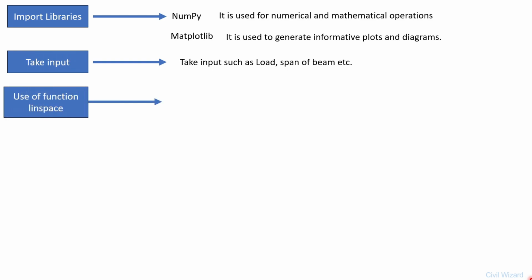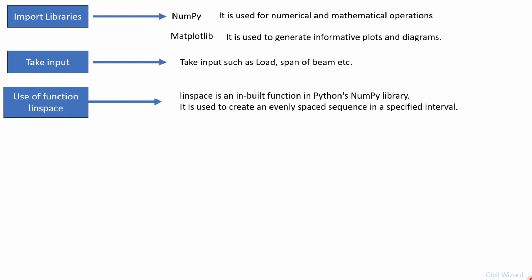And then we will use a function named linspace. Linspace is an inbuilt function in the Python NumPy library, and it is used to create an evenly spaced sequence in a specified interval. And the code looks like this: X equals np.linspace(0, L, 12).